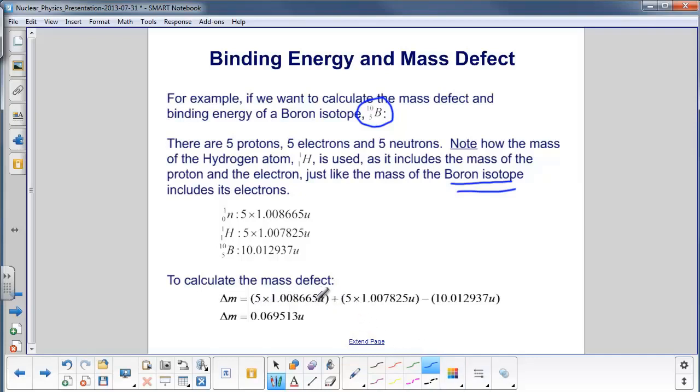Here are the 5 neutrons. You can see 5 times the mass of the individual neutron. We have here the hydrogen atom, which includes the proton and the electron. And then here's boron, and there's just one of them. Again, this has 5 neutrons, 5 protons, and 5 electrons. And we get a mass defect of 0.069513 atomic mass units. That shows that the individual constituents that made up this isotope have a greater mass than the boron isotope. So where did that mass go? That will be shown on the next slide.